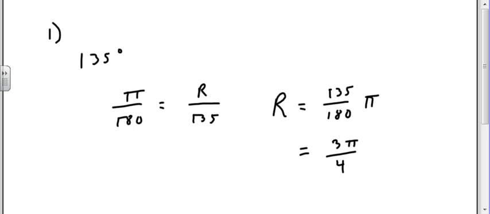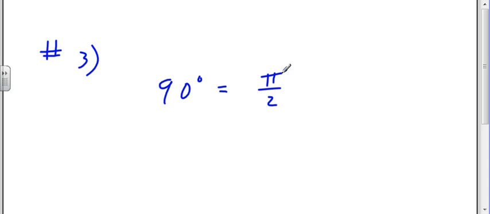Well, we'll do number 3 next. Anybody want to do number 3 for me? Number 3. 90 degrees is pi over 2 radians. And when we express it as pi over 2, we don't have to put radians there because we know it's radians because it has a pi in it. But we could write radians there if we wanted to. Number 8? Okay, that's good.